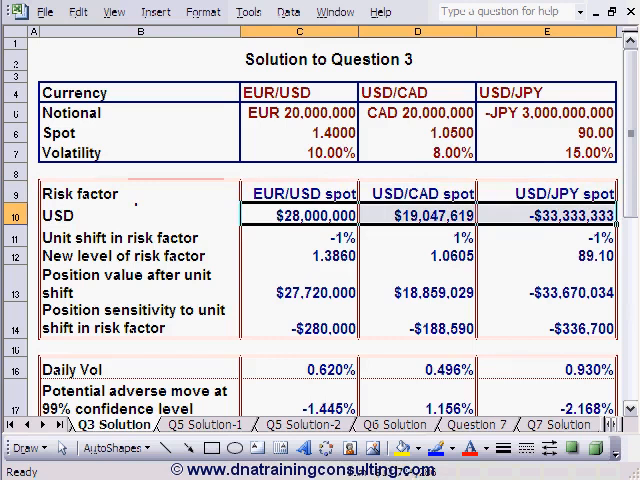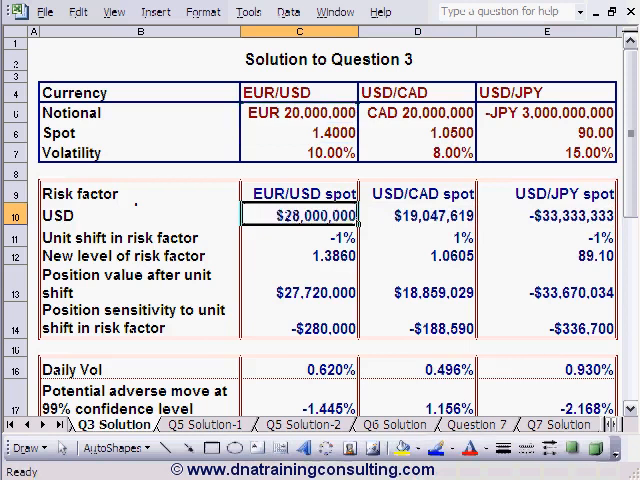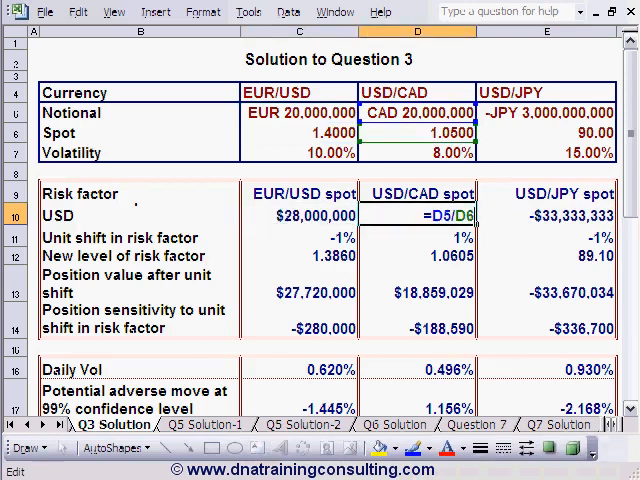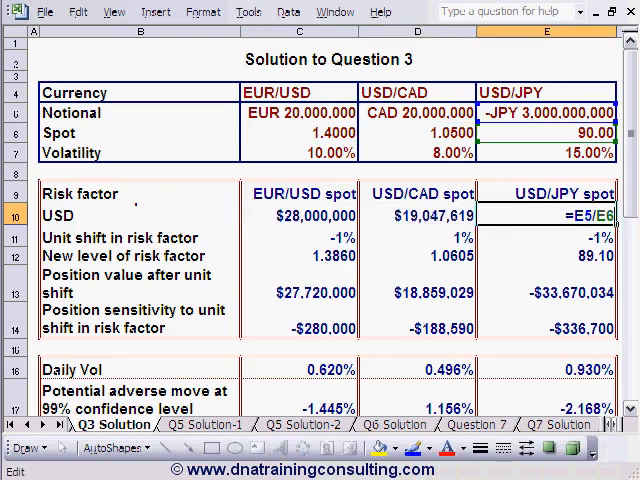Note that for euro, the notional is multiplied by the spot rate as it is quoted as the base currency against the dollar, while for Canadian and for yen, the notional is divided by the spot as they are quoted as term currencies against the dollar.